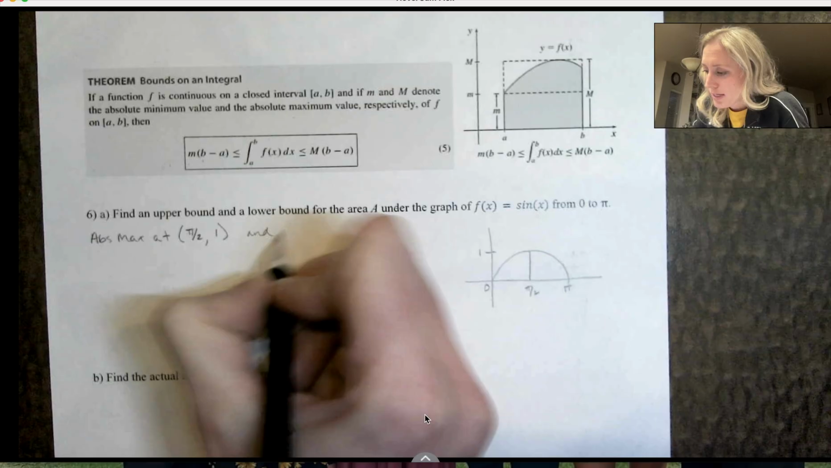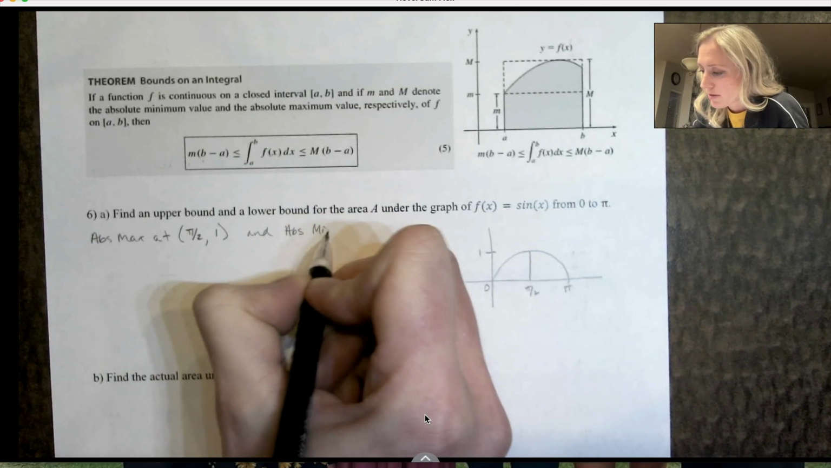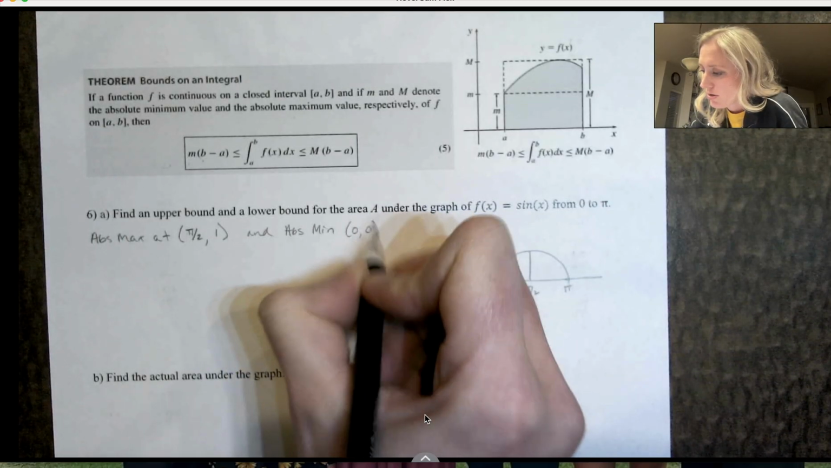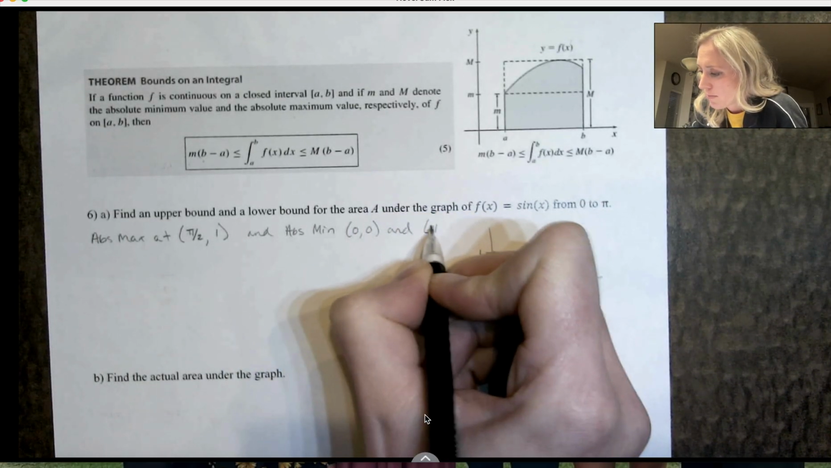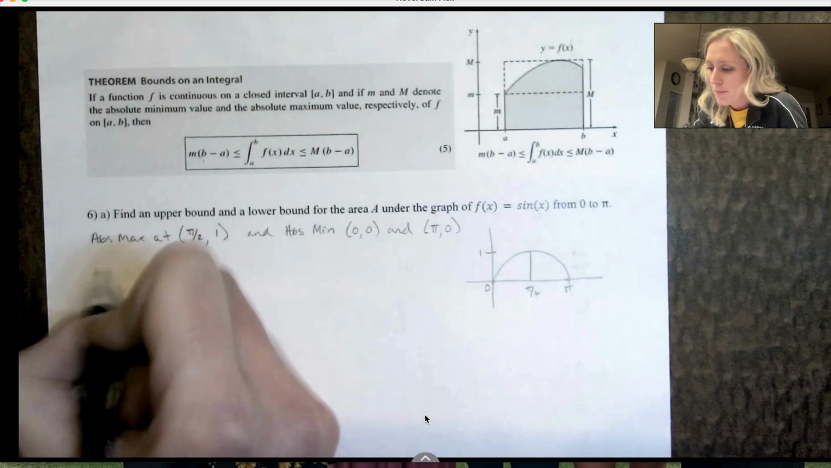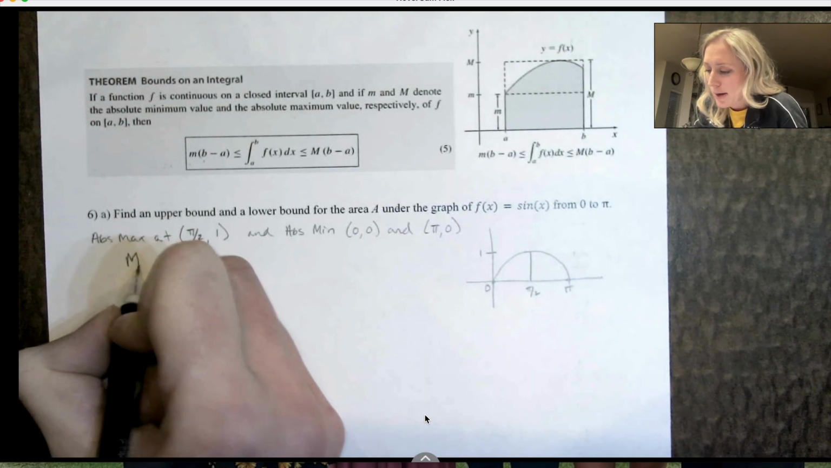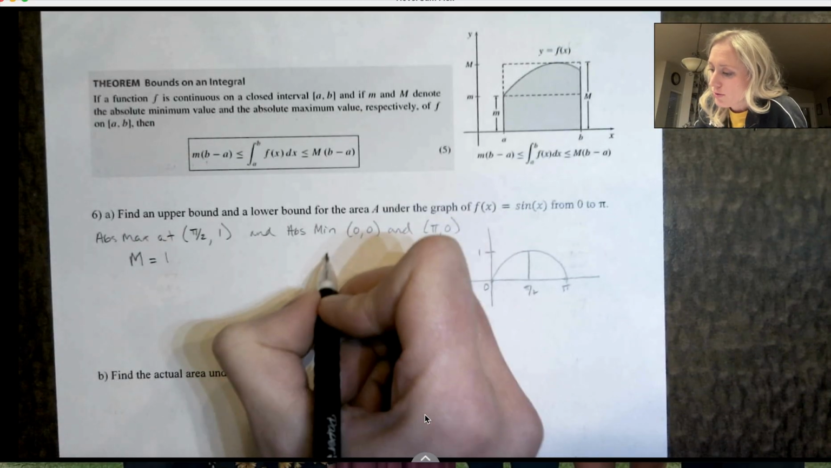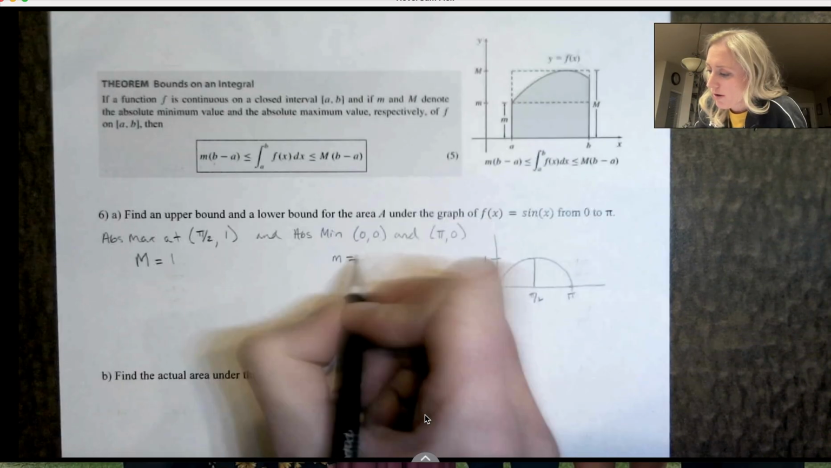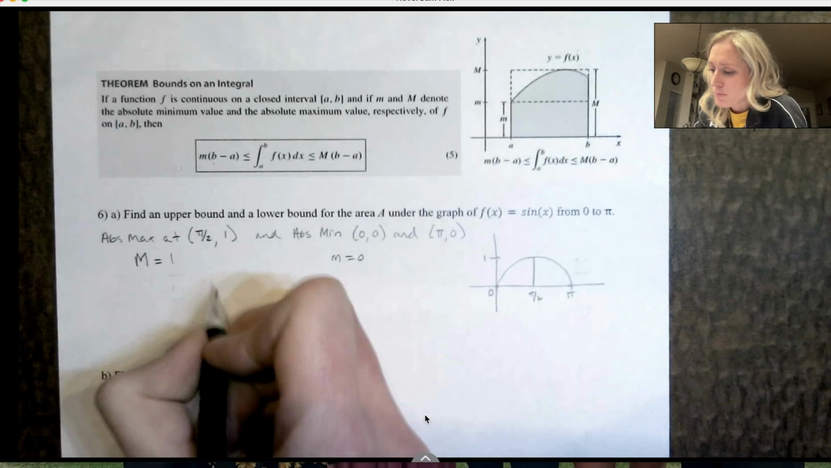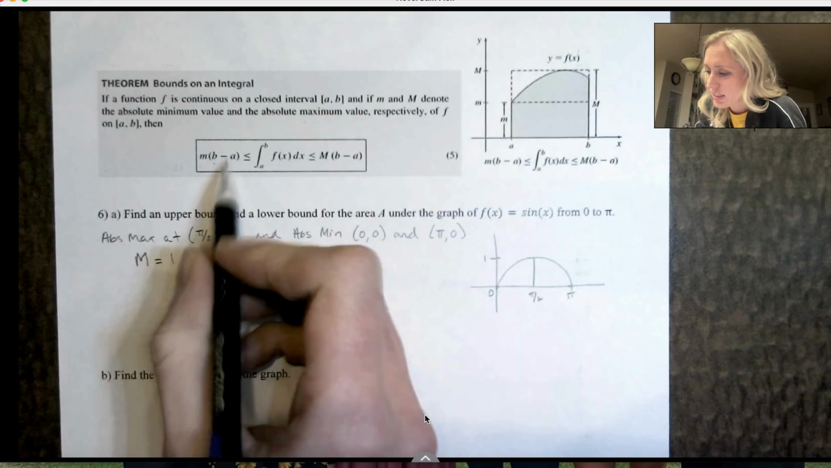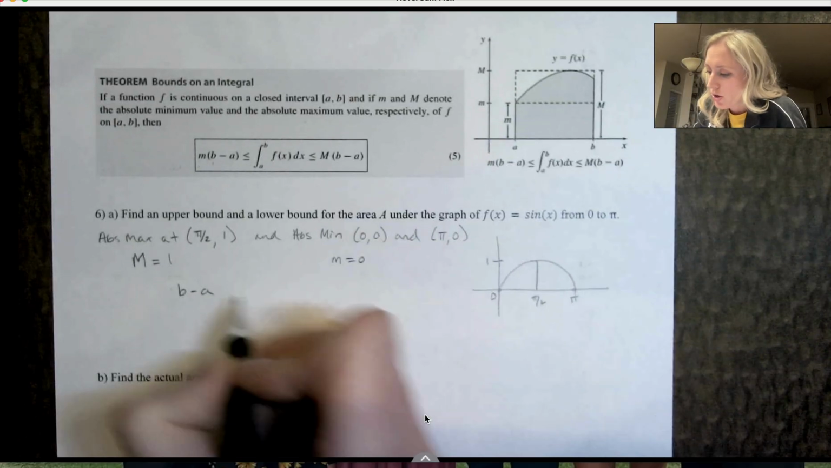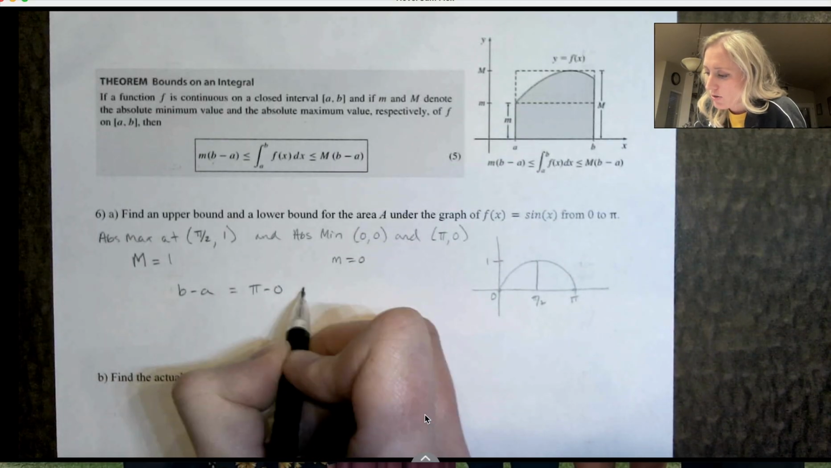And we have absolute min. We have 2 of them because it occurs at 0 and pi. So 0, 0, and pi, 0. Okay, so remember our capital M is going to represent the absolute max. We're going to use the y value for that. And then our absolute min, both of these have a y value of 0. And then b minus a, right, is this piece. That's our interval. So our interval is from 0 to pi. So pi minus 0 is just pi.